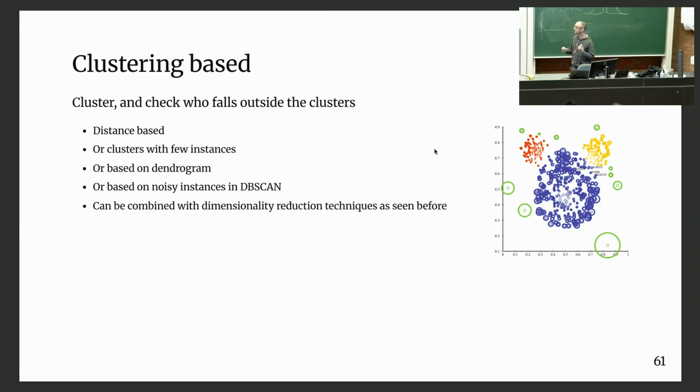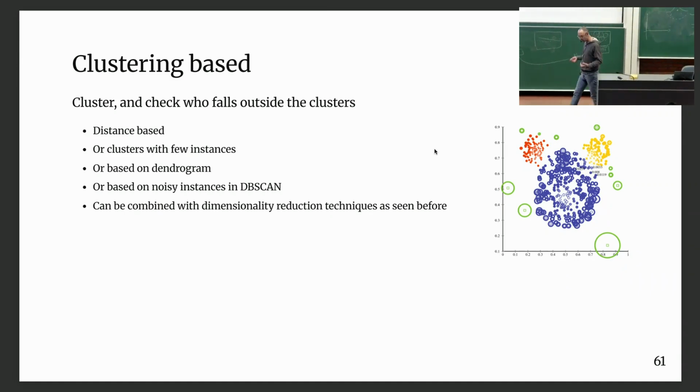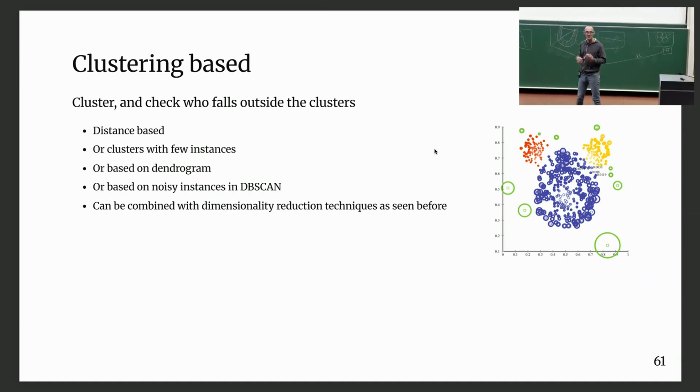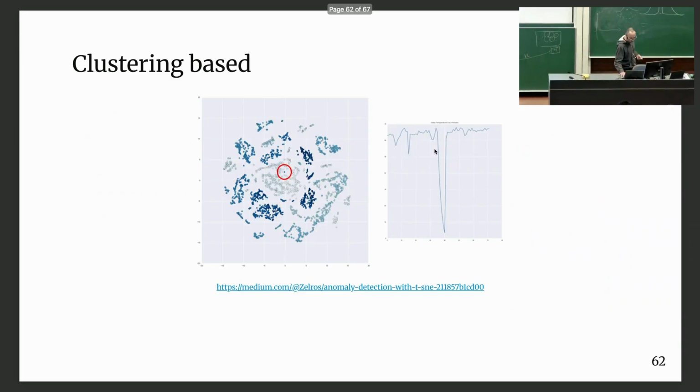This can be combined as well with dimensionality reduction techniques, as we saw just now. You could first run UMAP and then run your DBSCAN on top of that and then start to investigate the noisy points. Are they indeed anomalous cases? Why are they anomalous? And so on. So that might be one way.